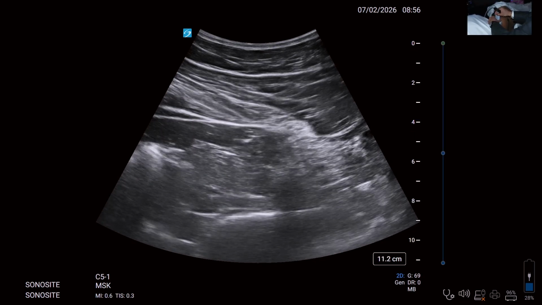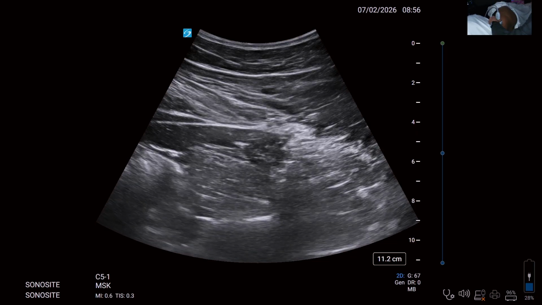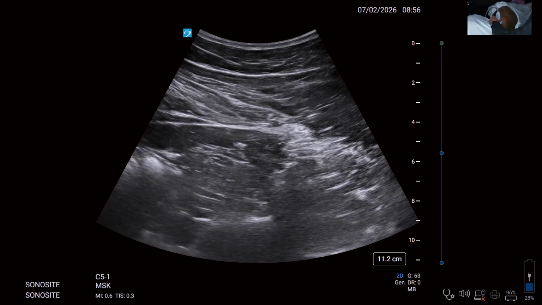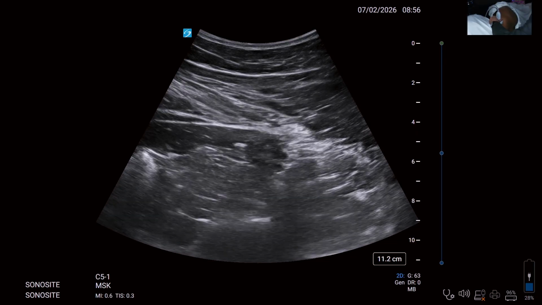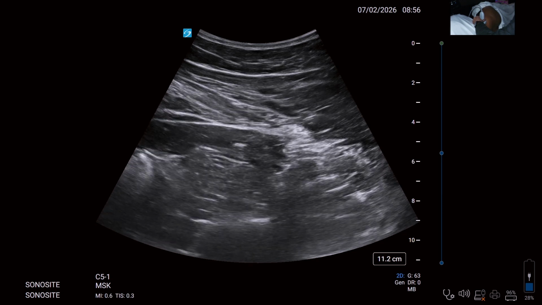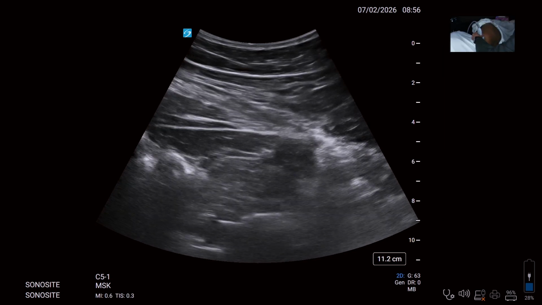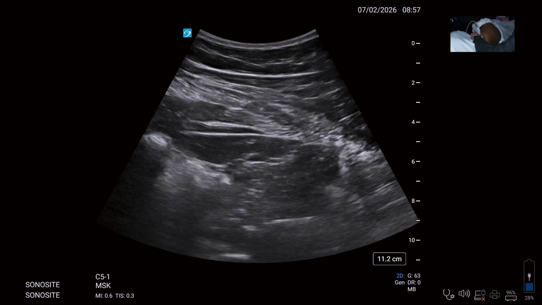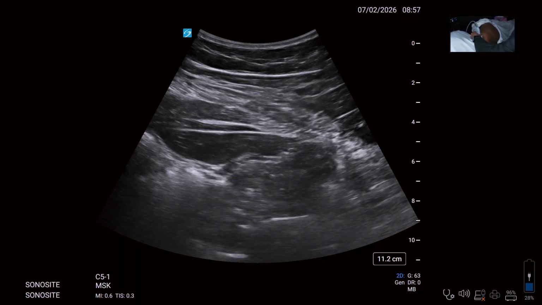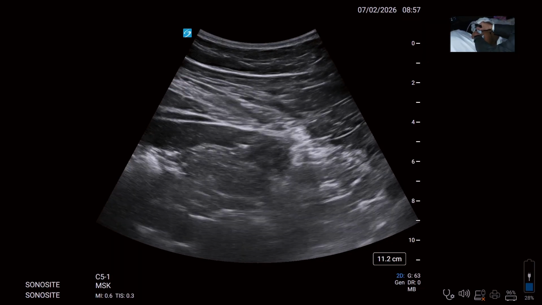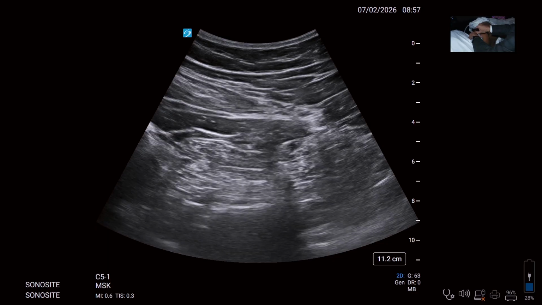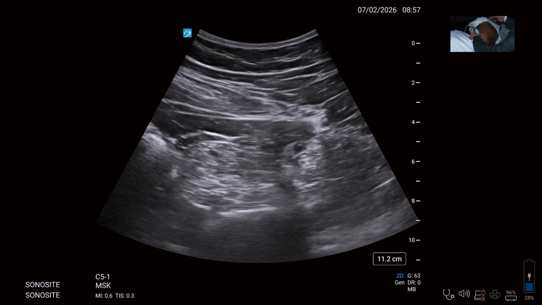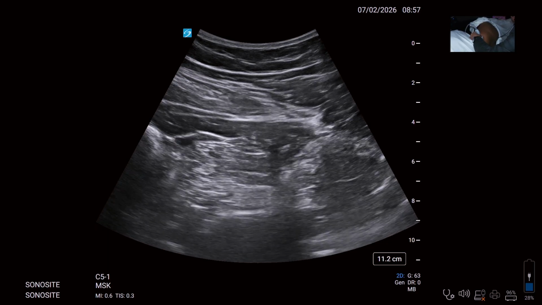So are you able to identify the shamrock sign? This is the vertebral body, this is the transverse process, this is the psoas major, this is the quadratus lumborum, and I move anteriorly. Can you see the external oblique, internal oblique and transversus abdominis? I am applying considerable degree of pressure. Okay, right now I am seeing the transverse process view of the shamrock.